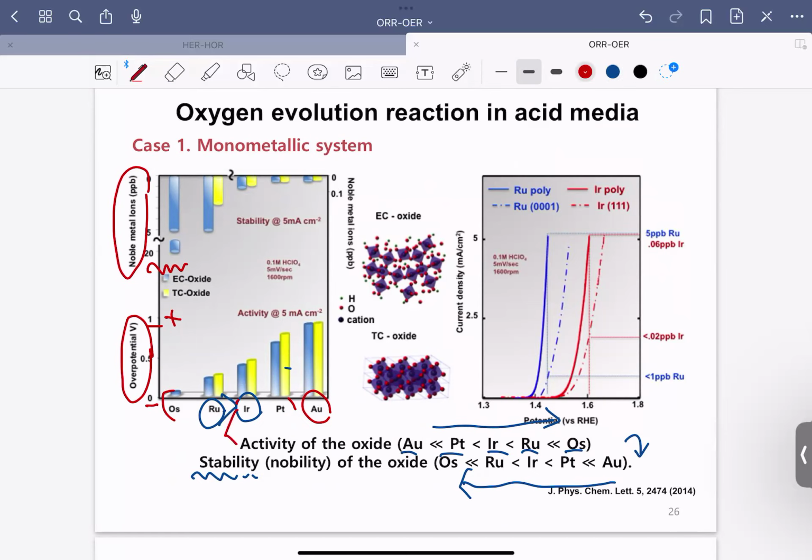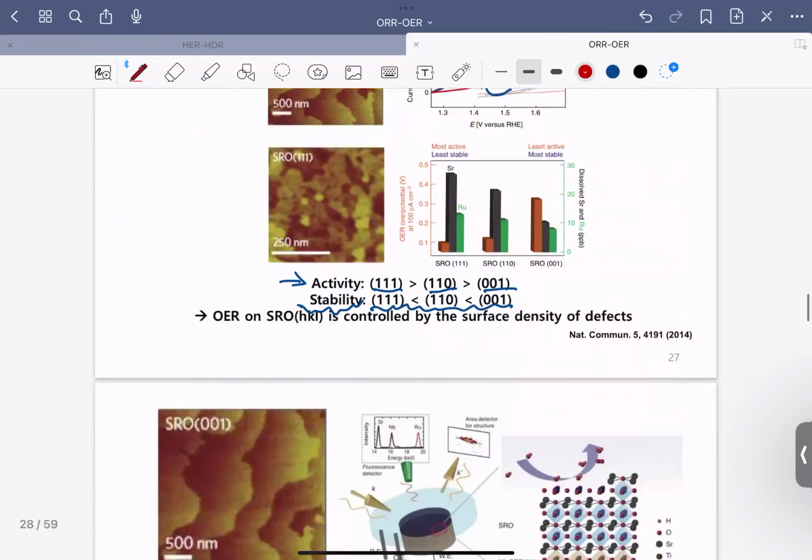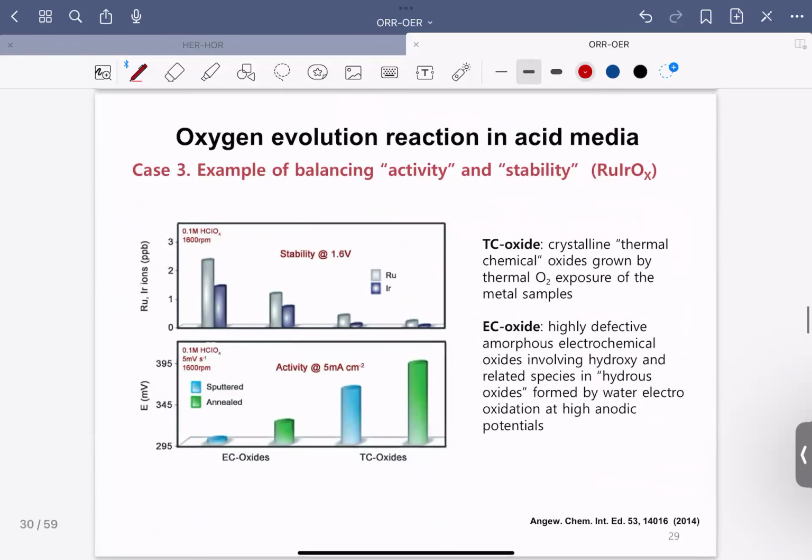So people conjectured, what if we mix ruthenium with iridium, for example as an alloy structure? Can we overcome the trade-off between activity and stability? This is the question people would like to discuss, because at this time, 2014, around 10 years ago, people still wanted to figure out whether there is any relationship between the activity and the stability. So let's think about what happens if we make a ruthenium iridium oxide as an alloy, the bimetallic case.